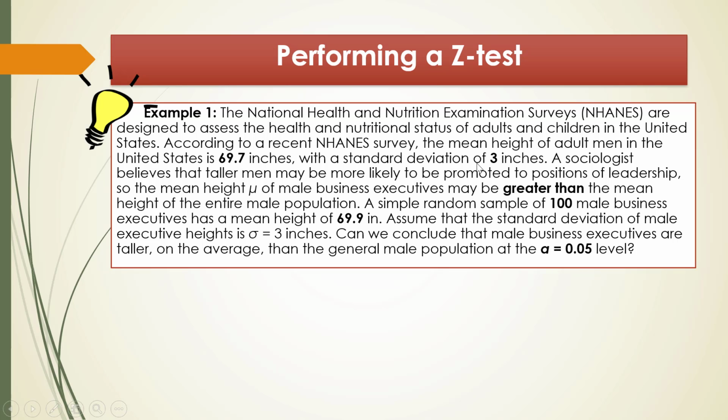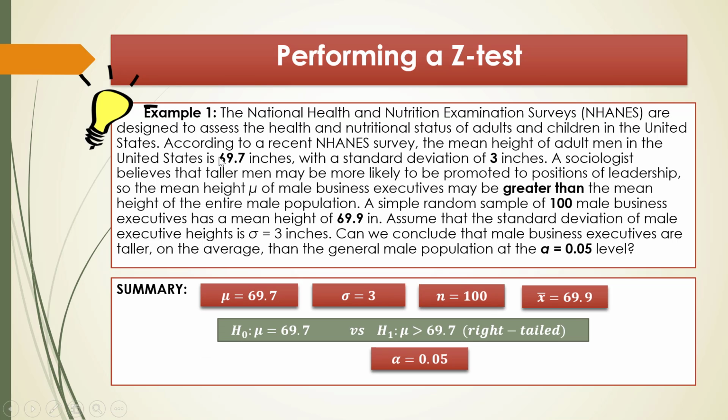the important figures. The first value is the population mean, which is 69.7, because according to a recent survey, the mean height of adult men in the United States is 69.7 inches. Usually if you have a historic value, the historic value should represent the population. This is the value from a recent survey, it's not from the sample. So that is the population mean, with a standard deviation of 3 inches. So 3 is the population standard deviation.